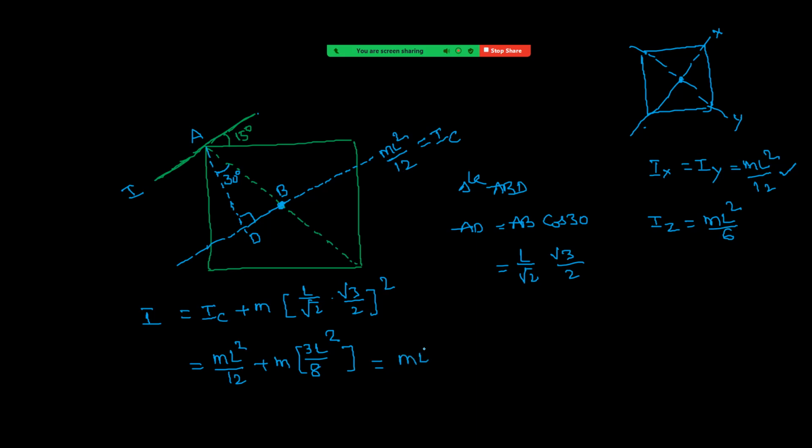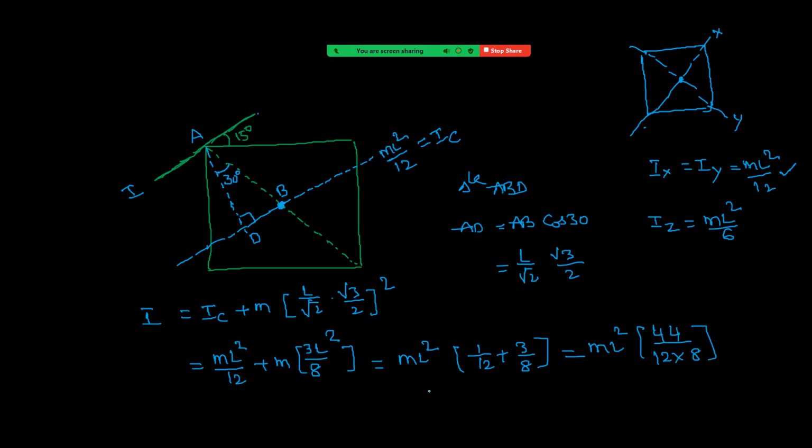We can take ml square outside. Remaining is now 1 by 12 plus 3 by 8. See how much we get? 8 plus, this is how much? 36, right? ml square into 8 plus 36, 44. 44 upon 12 into 8.